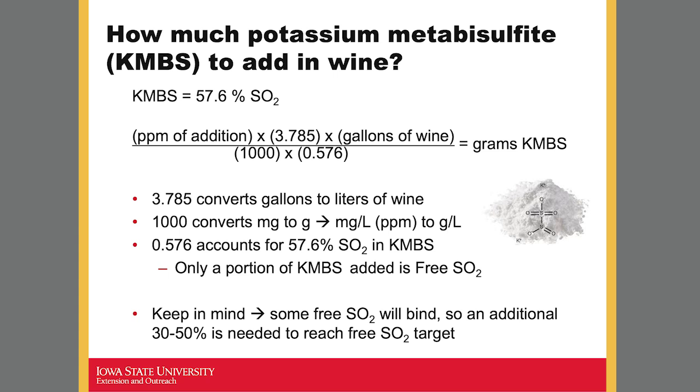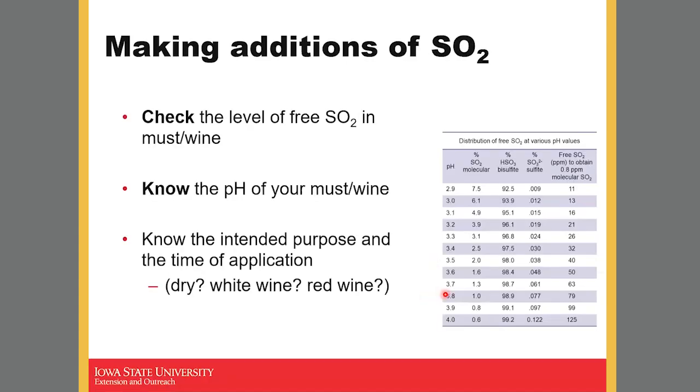How much do you need to add to your wine? Let's say, just as an example, you're going to use potassium metabisulfite. That's one of the most common forms of SO2 that we use in wineries. That's KMBS. KMBS contains 57.6% SO2. This is really important in the math for the addition of SO2 you need to make. There is a specific equation that you can see here to know how many grams of potassium metabisulfite you need to add. So in the example of a wine that has a pH of 3.80, if you go back to the table, we would need to add 79 ppm of free SO2.